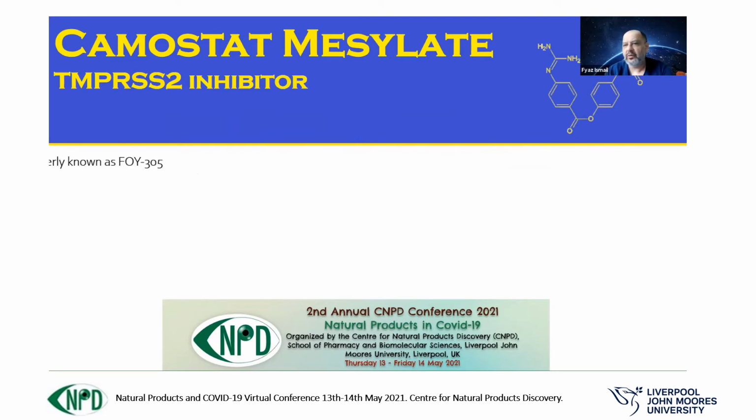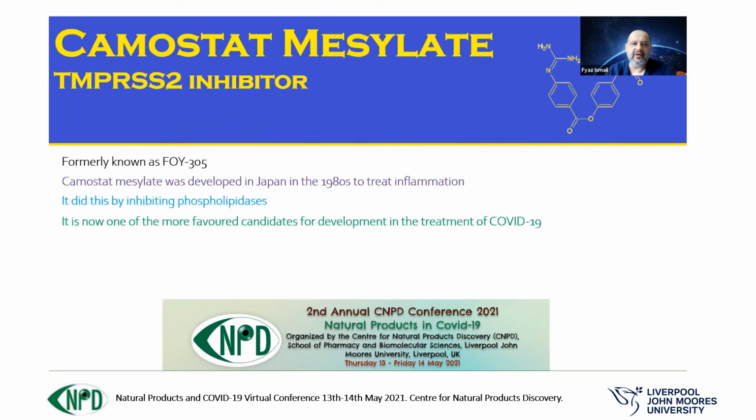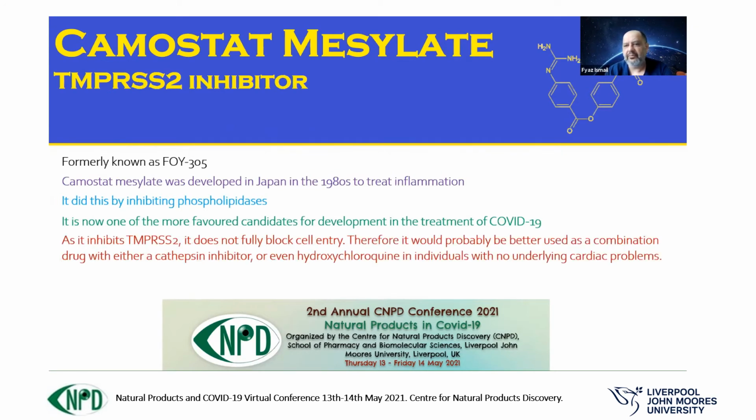So we previously had some information in one of the talks about the TMPRSS2 inhibitors. I won't talk too much about it. It was known as FOI-305 previously in Japan. It's been known since the 1980s, and it actually treats inflammation. And it's one of their favorite candidates for drug development. But it doesn't fully block cell entry. So we wanted to move away from that particular area.